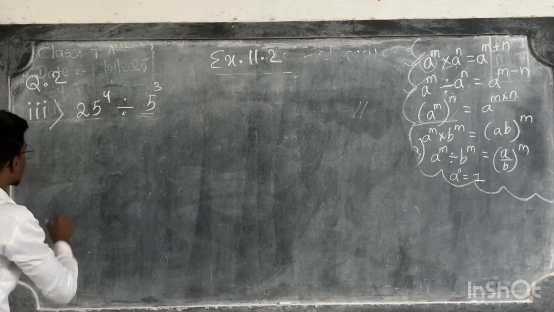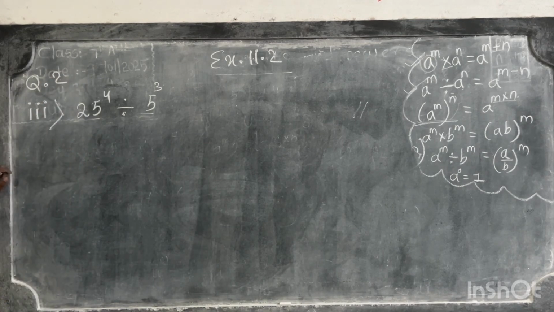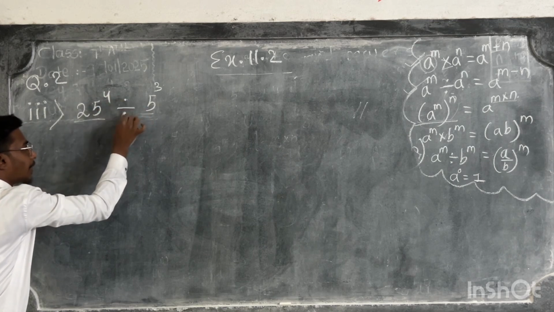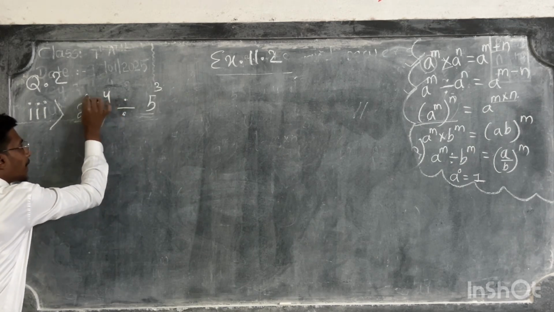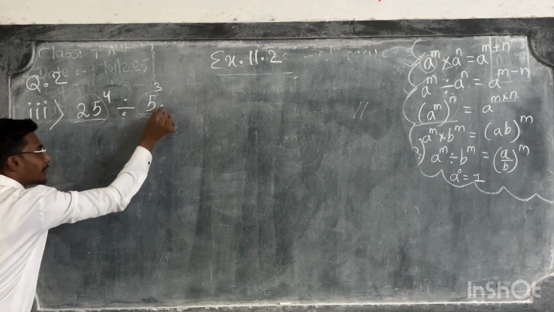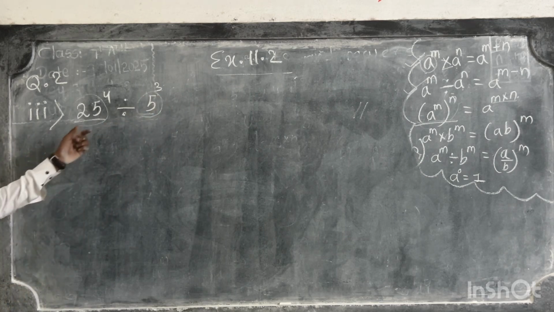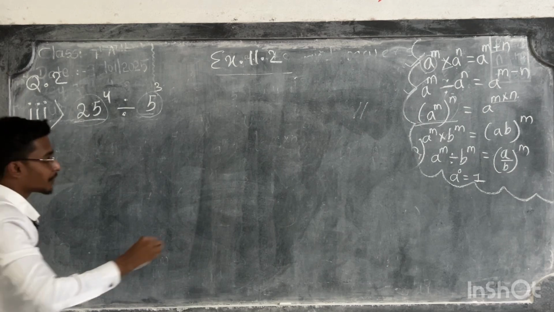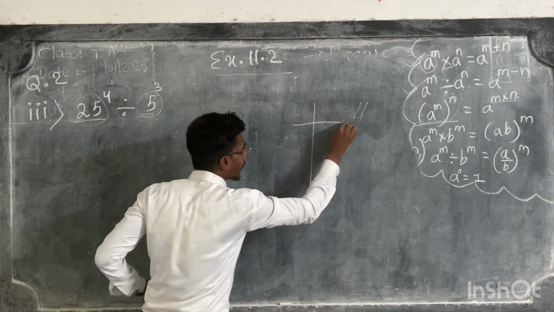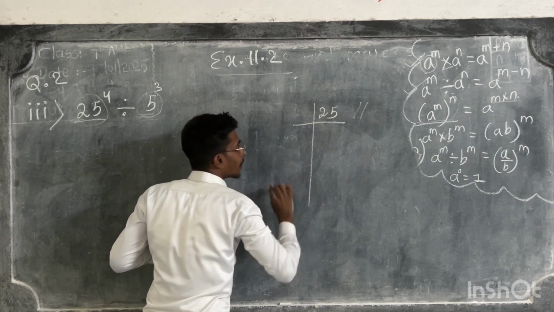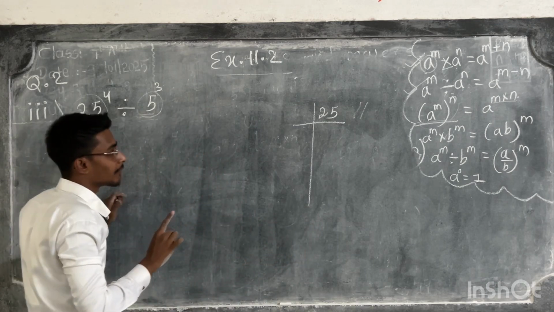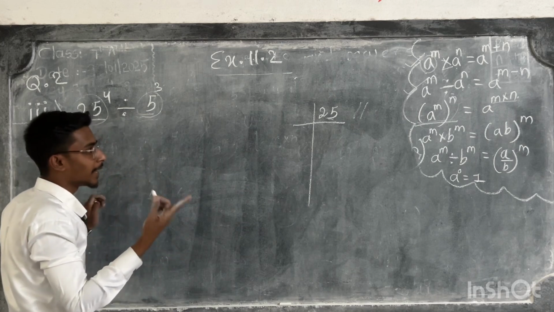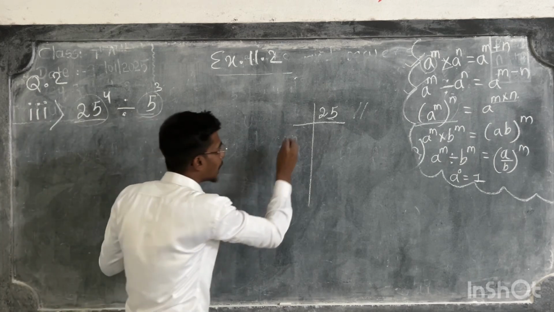Now come to the third sub question of question number 2. In this question you can see 25 to the power 4 divided by 5 to the power 3. Base is not same. We have to make the base same first. I can write this 25 in the form of 5 to the power something. So first of all find the factors of 25 by dividing by prime numbers. 25 is not divisible by 2. It is not divisible by 3. It is divisible by 5 only.